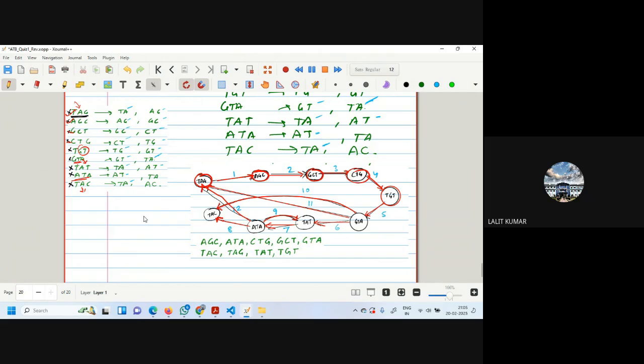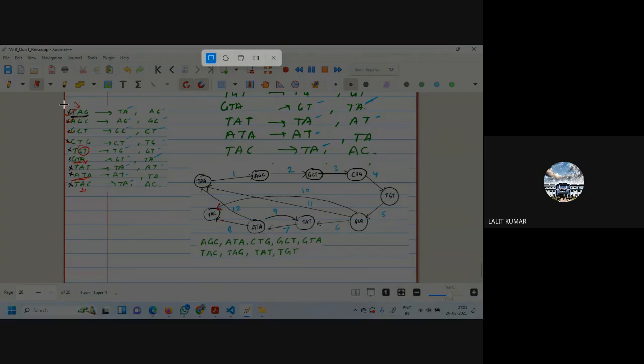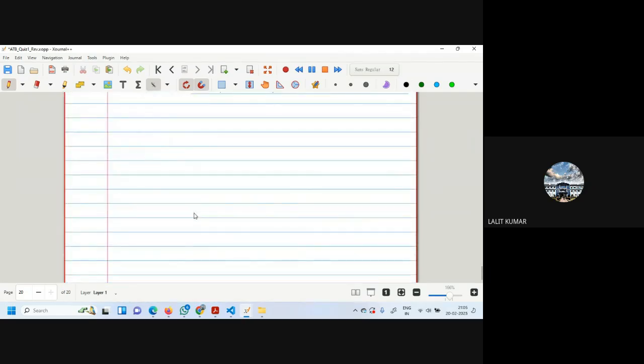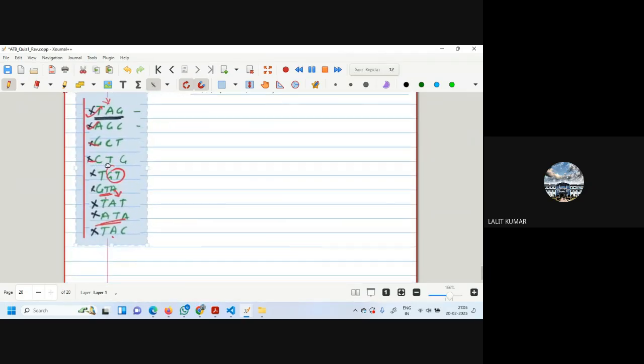Is that understood, or shall I explain again, Akya, how we have done this? One more time. Okay. So what we'll do, we'll build again, Akya.